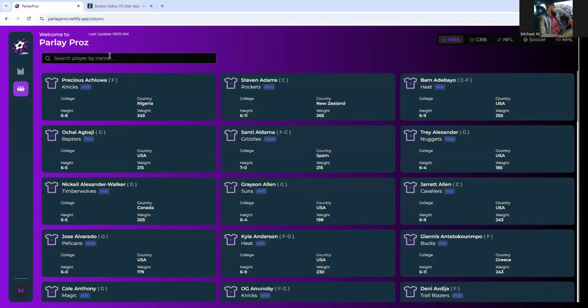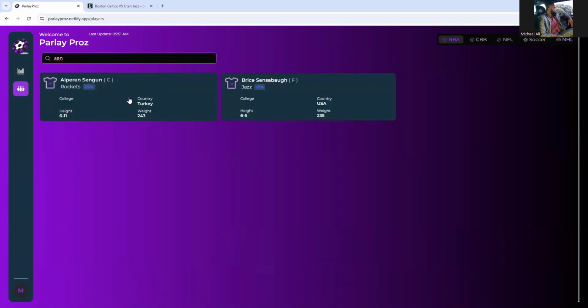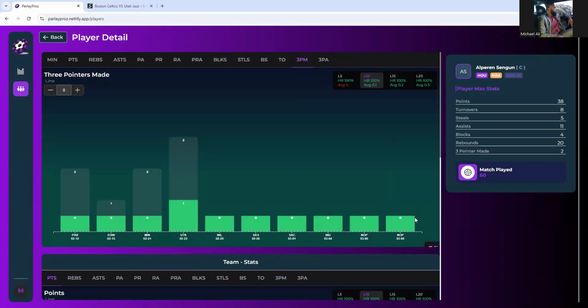There's a good thing about the scanner. The scanner gives you stats even for the players that are not playing. You could still go back and check certain lines if you want. So Sengun for the Rockets, check this. If you go to the 3-pointer here, he's not even attempting any 3-pointer. Zero attempts, zero attempts, zero attempts. So anytime the scanner picks up this line for me, I'm taking this line. This is like free money, guaranteed money.